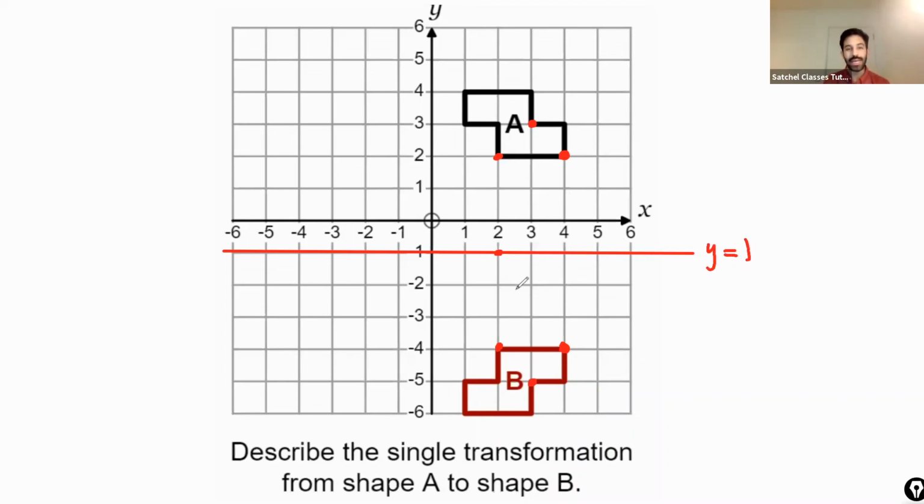Again, we should be able to see that this is a reflection. So our answer is going to be describing the transformation. Our answer is going to be reflection in the line y equals 1.